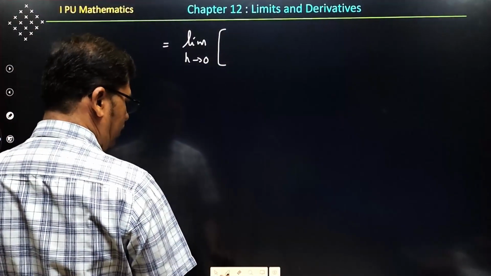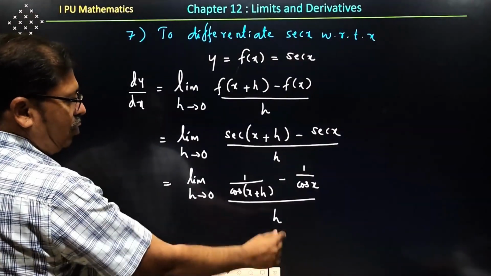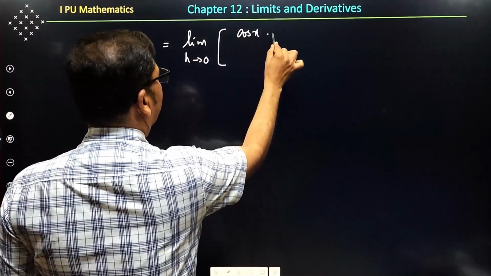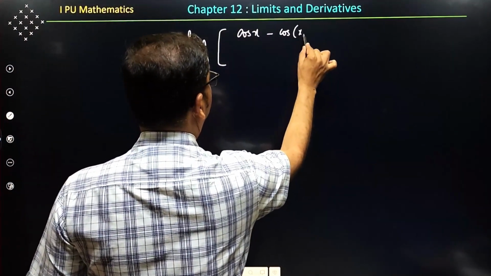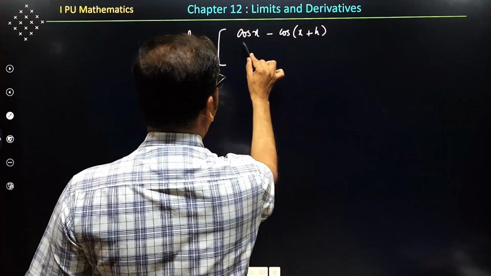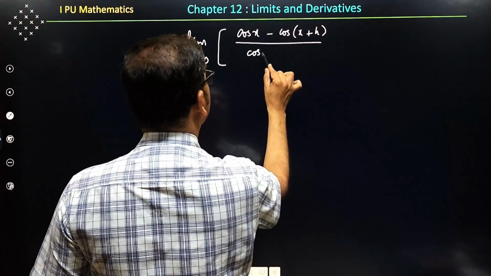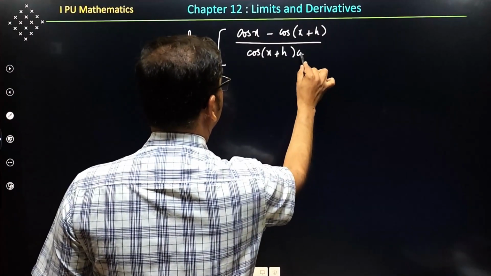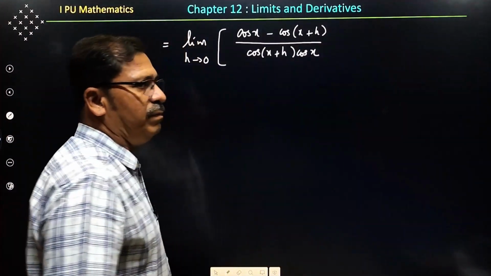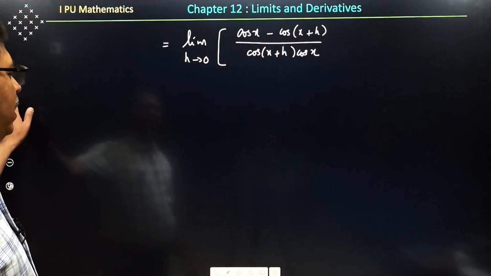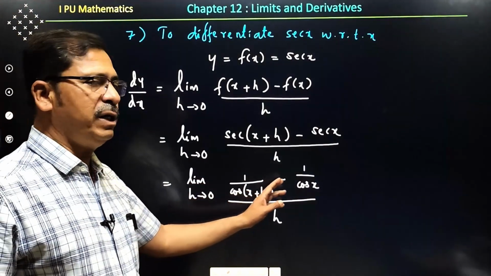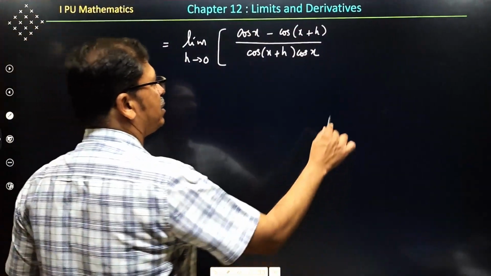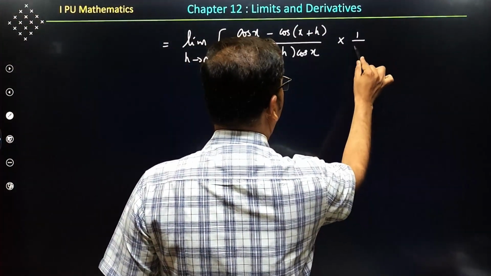Let us write. Now see, cos x minus cos of x plus h, whole divided by cos x into cos of x plus h. This is cos of x plus h into cos x. So this is the LCM. See, I have taken the LCM of 1 by cos of x plus h minus 1 upon cos x. 1 by h is there now. This can be shifted in this manner into 1 upon h.